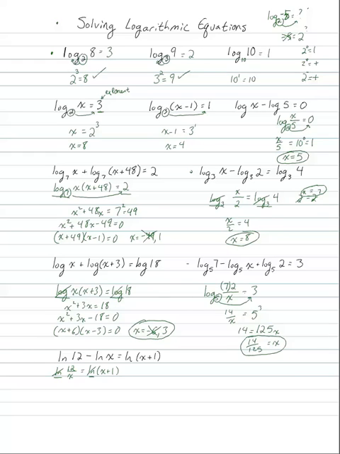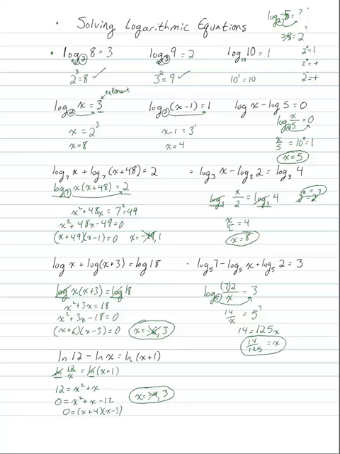Get 12 over x equals x plus 1. I'll multiply both sides by x. So I'll get 12 equals x squared plus x. Quadratic, so I get everything over one side. X squared plus x minus 12 equals 0. So 0 equals x plus 4, x minus 3, and x equals negative 4 and 3. Again, can't be negative, so x just equals 3.